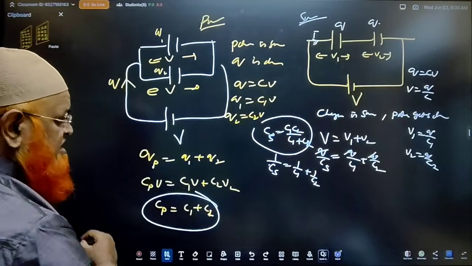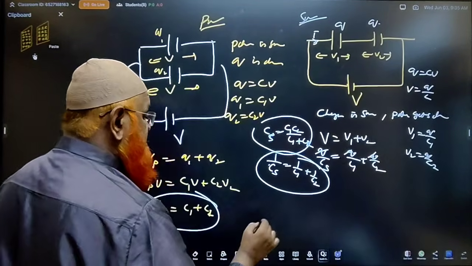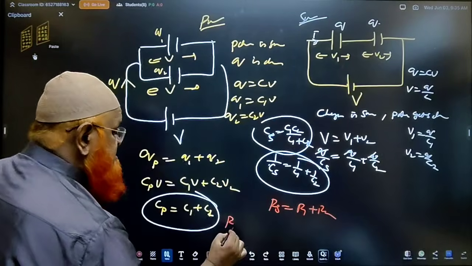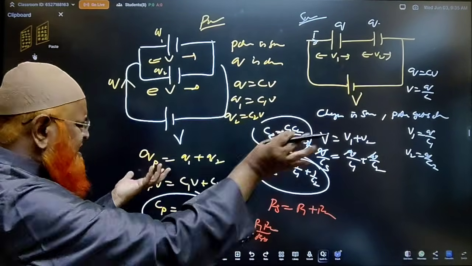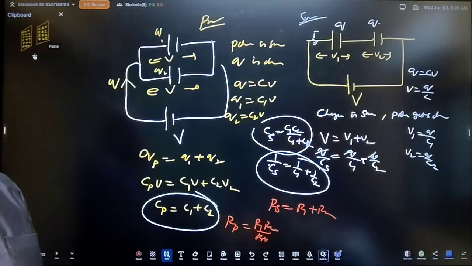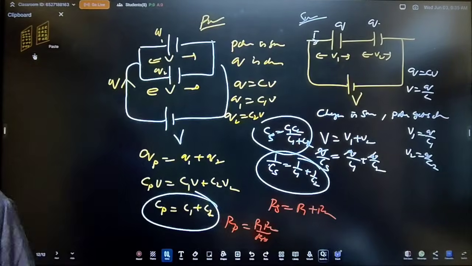Okay, the condition for parallel connection, the condition for series connection. Whereas you consider in the case of resistance, you know what comes in series: R1 plus R2. You know what comes in resistance parallel: R1 R2 by R1 plus R2. Just converse. Both are completely opposite. This is the story of your total remaining chapter. Let us solve some of the problems based on this.